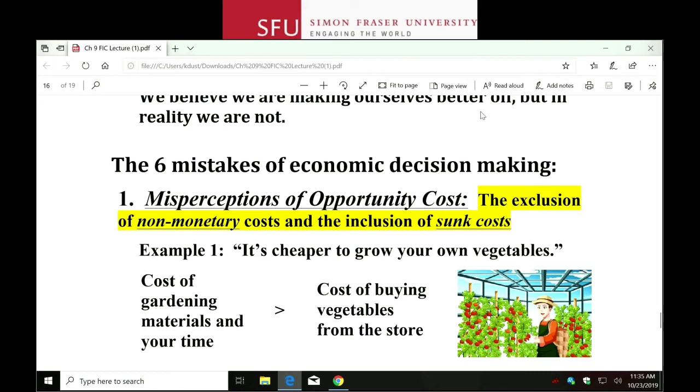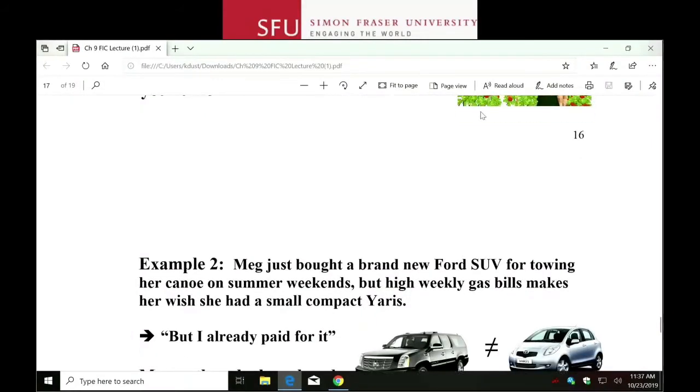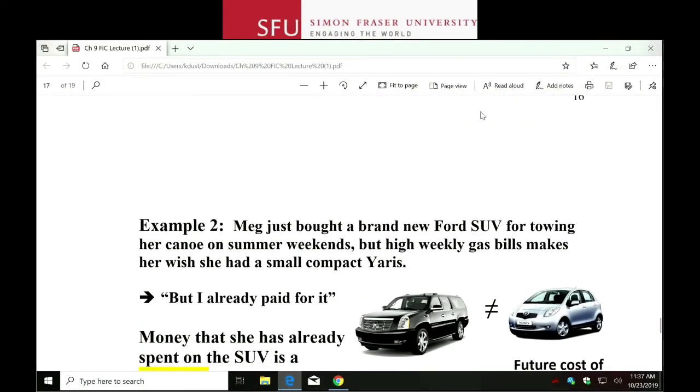Okay, then the next one is about a sunk cost. Meg just bought a brand new Ford SUV for towing her canoe on summer weekends. But high weekly gas bills make her wish she had a small, compact Yaris. And then she says, but I already paid for it.